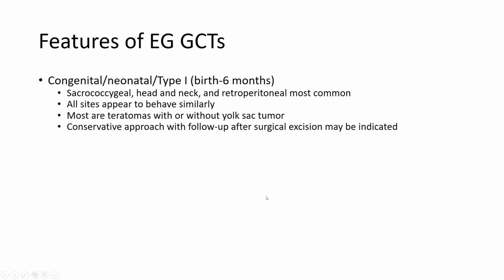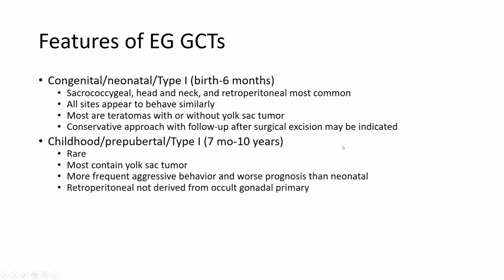So what are some of the features of extragonadal germ cell tumors that I mentioned to you in these brackets? Well, from birth to 6 months, really and truly, you see a lot of sacrococcygeal, head and neck, and retroperitoneal tumors. All sites appear to behave similarly. Most are teratomas, plus or minus yolk sac tumor, and there's a conservative approach with follow-up after surgical excision. In the patients who are between 7 months and 10 years, those are actually very rare tumors. Most of them, though, contain yolk sac tumor, and more frequently, they have aggressive behavior. They have a worse prognosis than in the neonatal group.